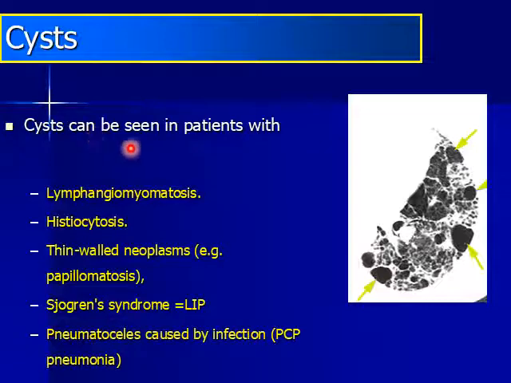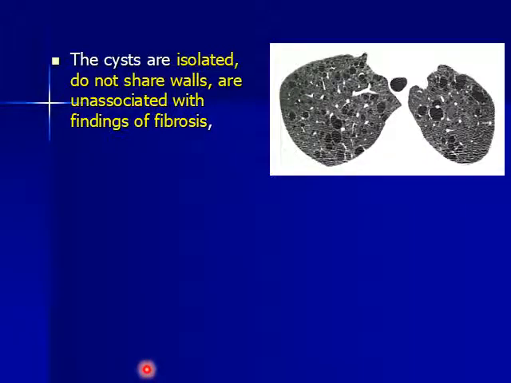This is the differential diagnosis of cysts. It can be seen in lymphangioleiomyomatosis, histiocytosis, papillomatosis, Sjogren syndrome, and so on. Cysts are isolated and don't share walls. Do you remember honeycombing? Honeycombing do what? Share walls. And usually are unassociated with other signs of lung fibrosis.